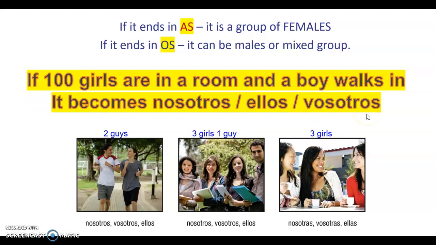Yes, you could look at that negatively and think, wow, that's a very sexist language. Historically, it was. Or you could think, well, the boys have to share their ending and the girls, we have our own. So if it's 3 girls, it's nosotras, vosotras, or ellas, depending on who it is. If it's 3 girls and a guy, it becomes masculine, nosotros, vosotros, ellos. And if it's all male, it's also masculine.